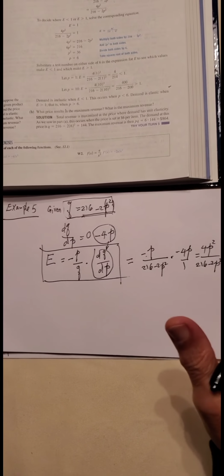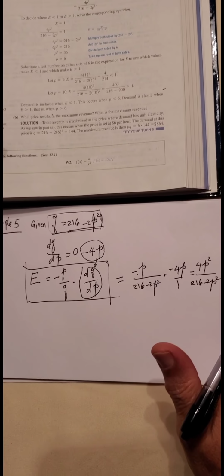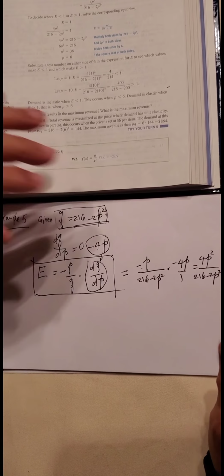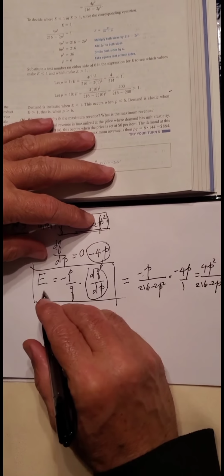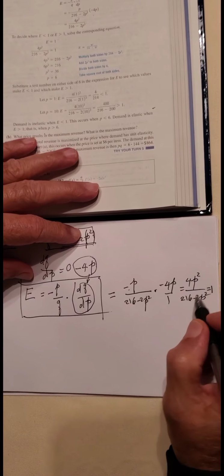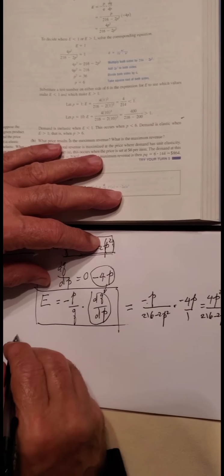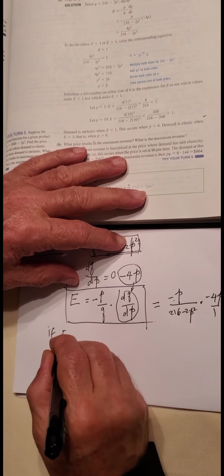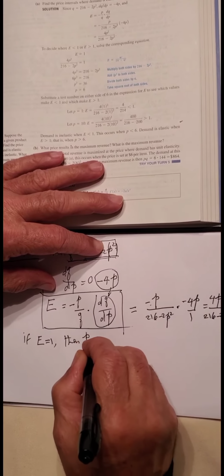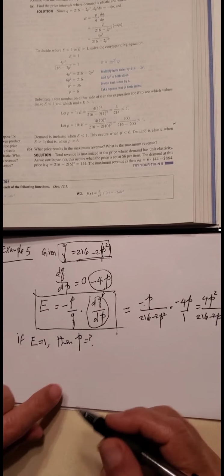Now, to solve a problem like this, we go backward. We start from the third case, which was E is equal to 1. So let's assume that E is equal to 1. That's the third case. If E is equal to 1, how much would be a small p? Then from there we can go to the first case and the second case.